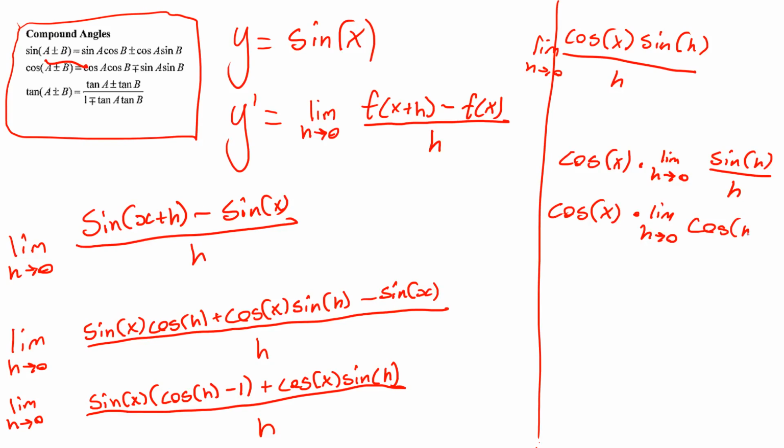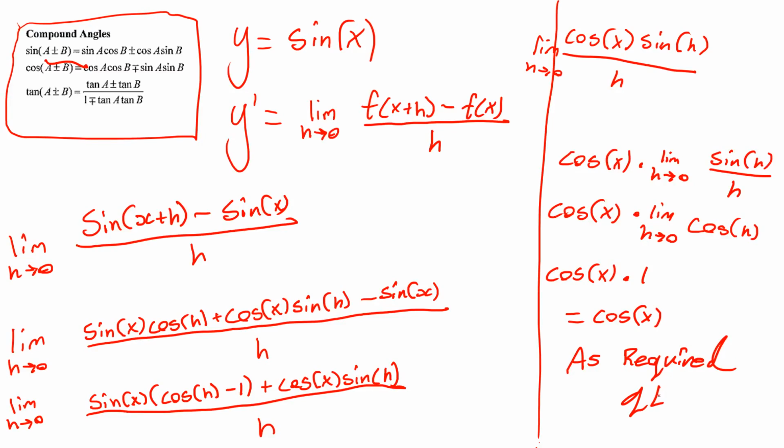which gives us the limit of h approaching 0 of cosine h. Okay? And cosine of 0 is 1. So we get cosine of x multiplied by 1, which is equal to cosine x, as required. Brilliant proof. QED. Quite easily done, and that is our problem done for today.